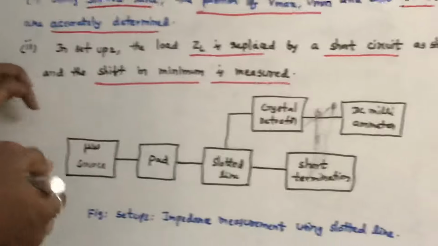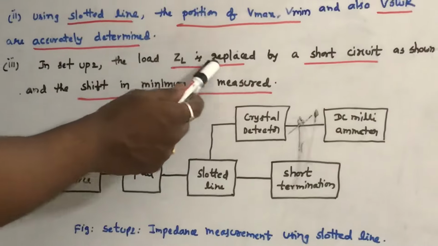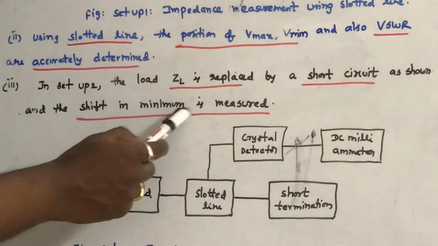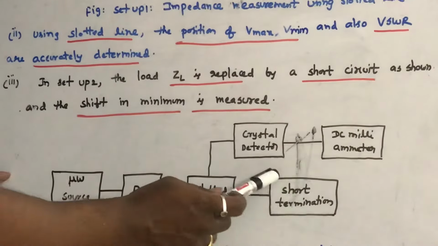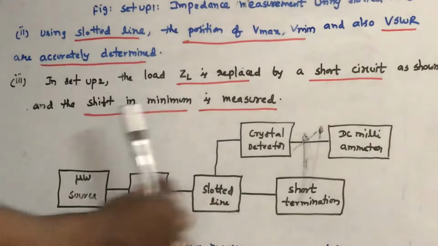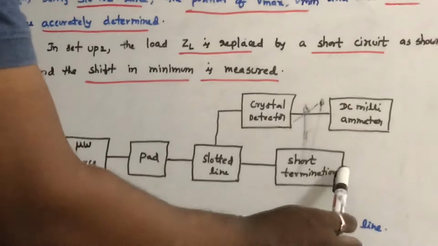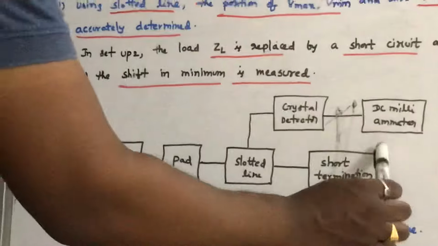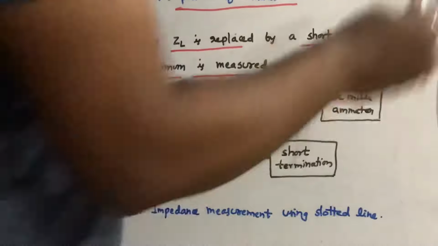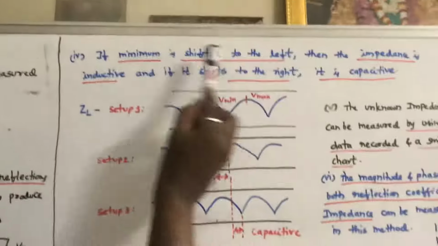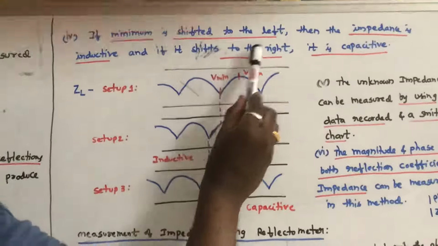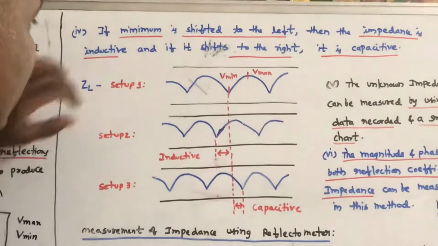Now, in the second setup, the load ZL is replaced by a short circuit as shown in the figure, and the shift in minimum is measured. In this method, the unknown load is replaced by a short termination. In the same circuit, in the same microwave bench, replace the unknown load by a short circuit such as a matched load. So, this is setup 2 of impedance measurement using slotted line. If the minimum is shifted to the left, then the impedance is inductive, and if the shift is towards the right, then it is capacitive. See, these are the standing waves.